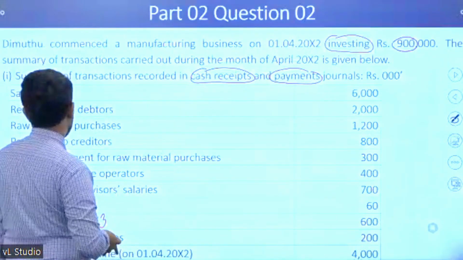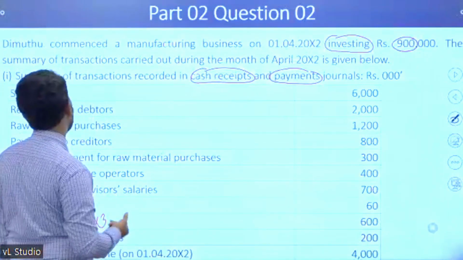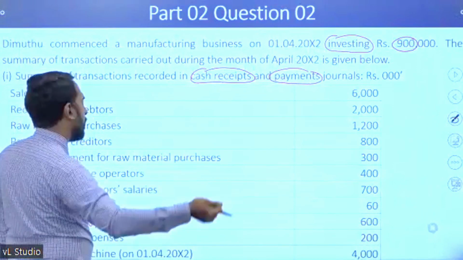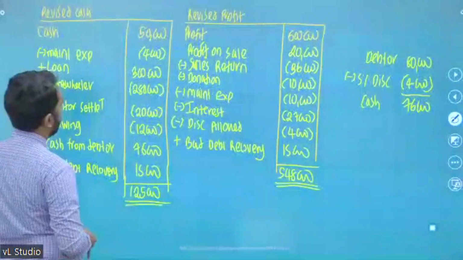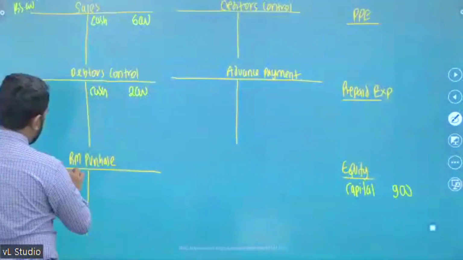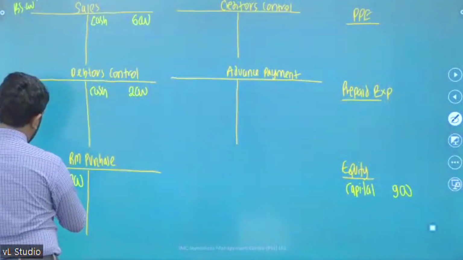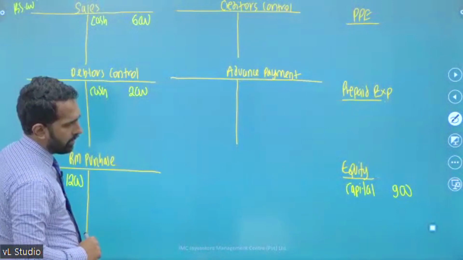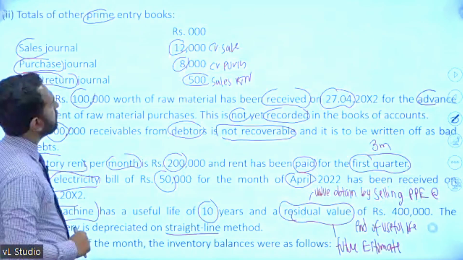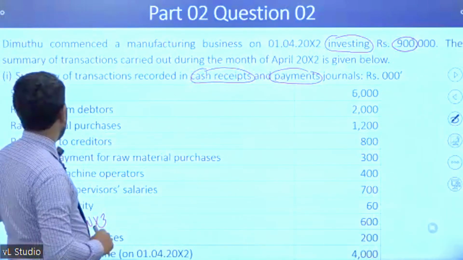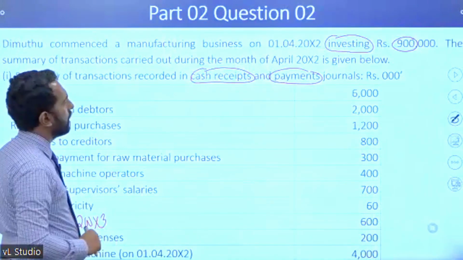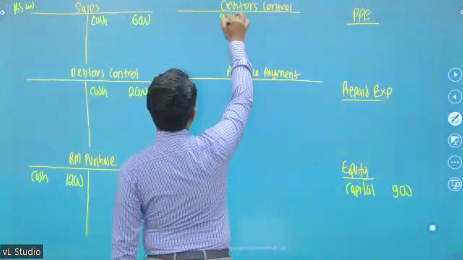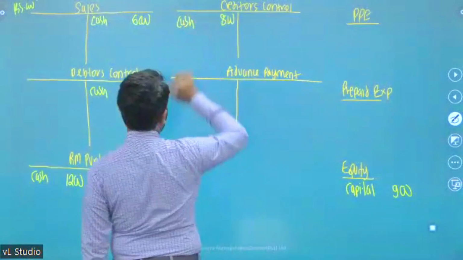Right. Raw material purchases 1,200. So it's a cash purchase. Credited to cash account, debited to raw material purchase account. Raw material purchase account will be debited 1,200 as cash. Right? The next item. Payments to creditors 800. So credited to cash, debited to creditors control account 800.